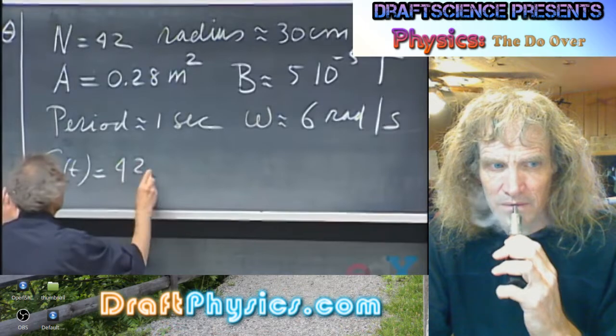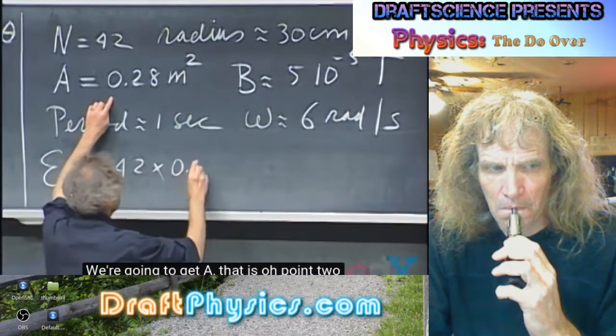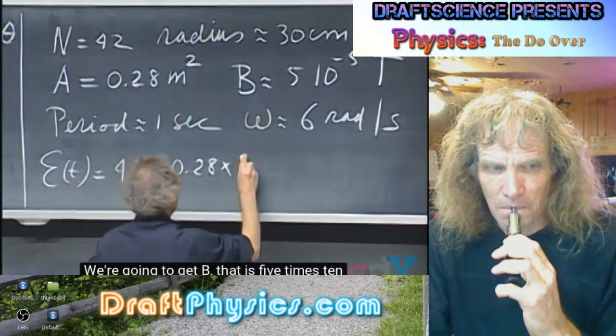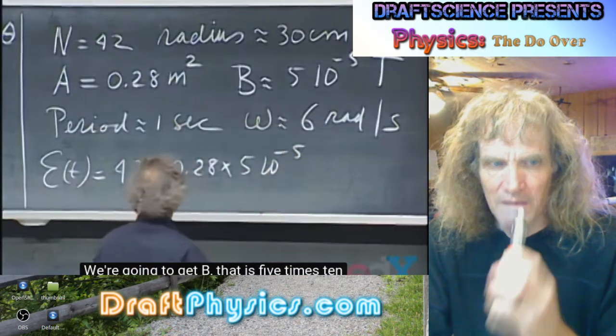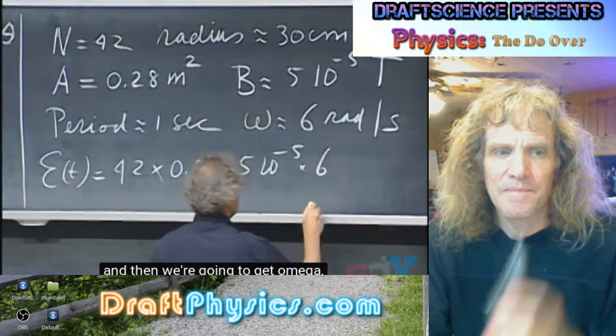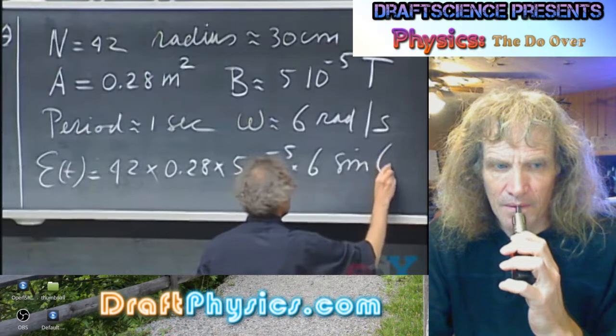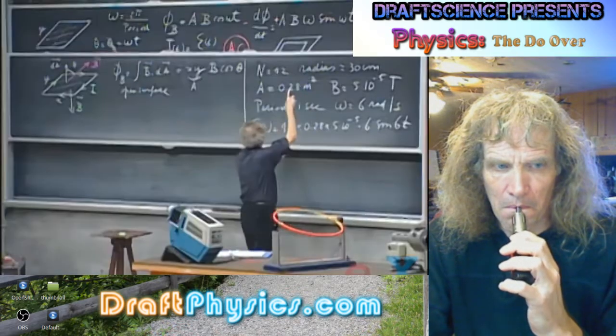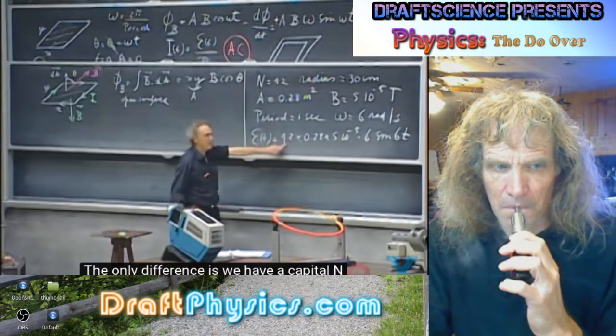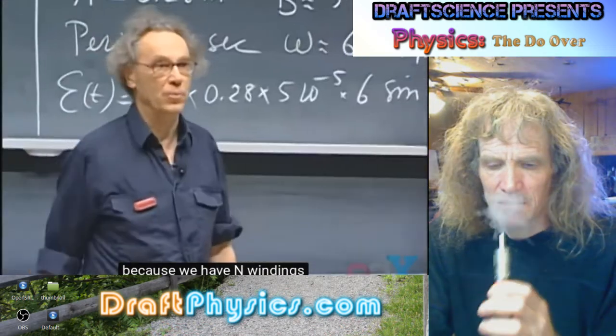We're going to get 42, that's N. We're going to get A, that is 0.28. We're going to get B, that is 5 times 10 to the minus 5. And then we're going to get omega, that is 6. And then we get the sine of 6t. You see the equation there. The only difference is we have a capital N out here because we have N windings in the closed loop.